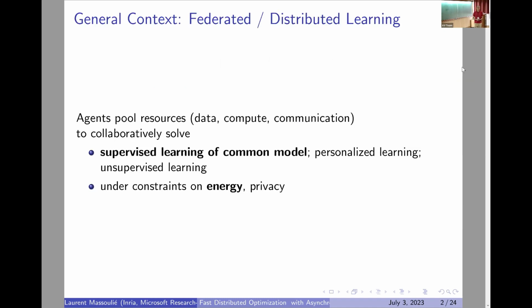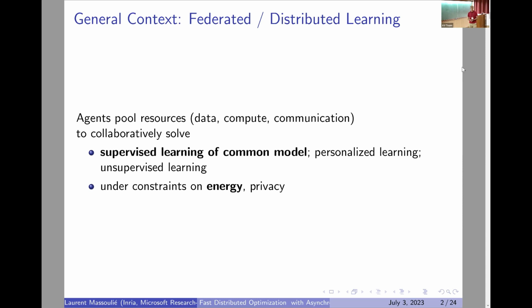The general context is that we want to do distributed learning. So it's an extension, if you like, of the popular notion of federated learning. So we have agents that pool their resources in order to solve a learning task. So their resources would be their data. They have their own data sets, each of them, and they also have compute and communication resources each. And so we'll be mostly talking about solving a supervised learning problem, trying to learn a common model that fits the collective data set of all the agents.